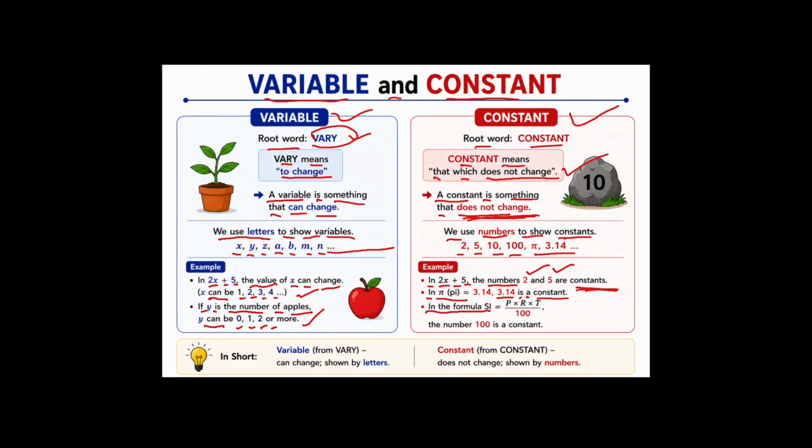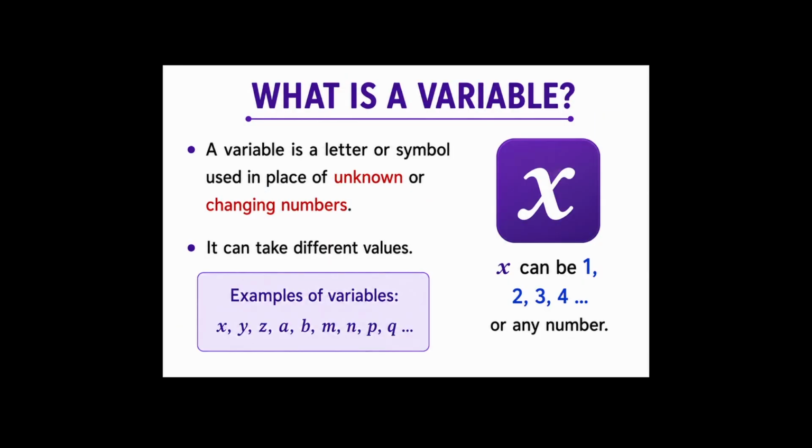In the formula SI equals P times R times T over 100, the number 100 is a constant, and P, R, T are all variables. Any value we can put in there. Variable, from vary, can change, and is shown by letters. Constant does not change, and is shown by numbers.